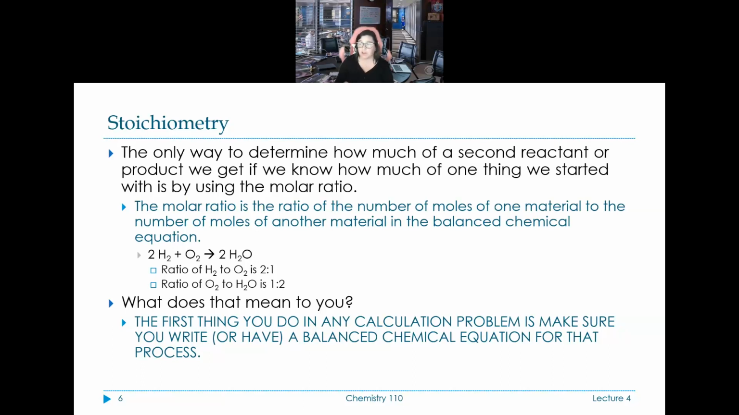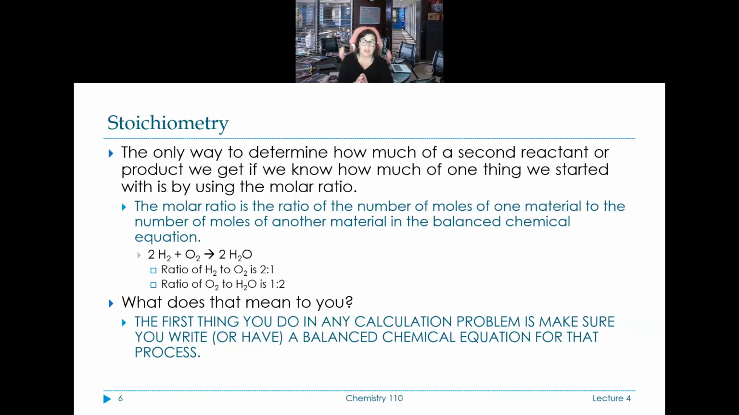The molar ratio is the ratio of the number of moles of one material to the number of moles of another material in the balanced chemical equation. For instance, 2H2 plus O2 goes to 2H2O. The ratio of H2 to O2 is 2 to 1 because there are 2 H2 and 1 O2. The ratio of O2 to H2O is 1 to 2, because there's 1 O2 and 2 H2O.